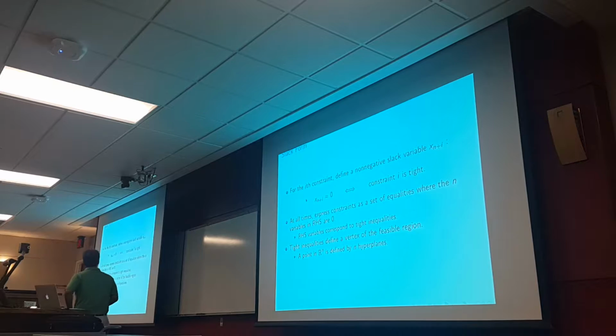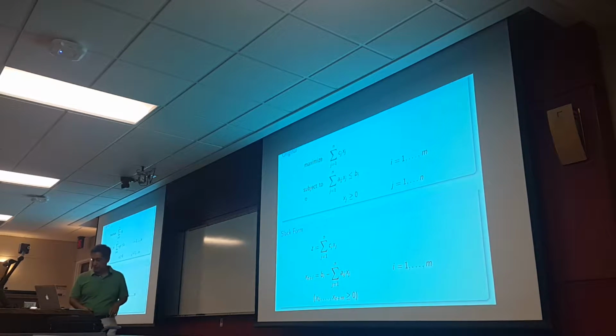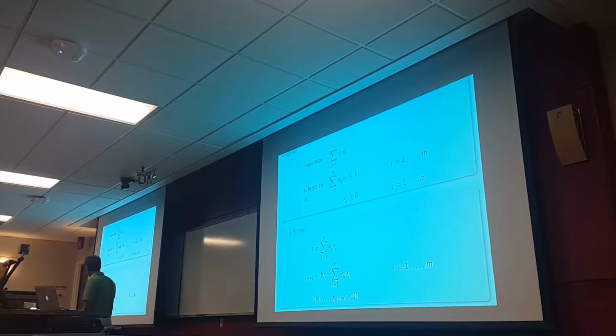All right, so I talked about slack form, and I see that there's a small problem here with the screen, so I have to adjust. But anyway, so here's the original problem. We're always going to assume it's in standard form, and here's slack form. So what do you think about slack form? It doesn't matter so much today, but it's going to matter on Monday.